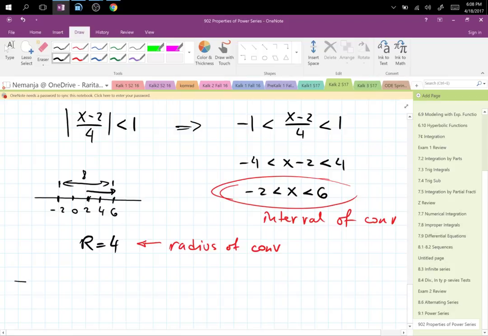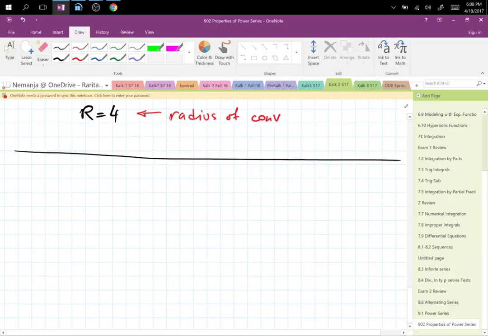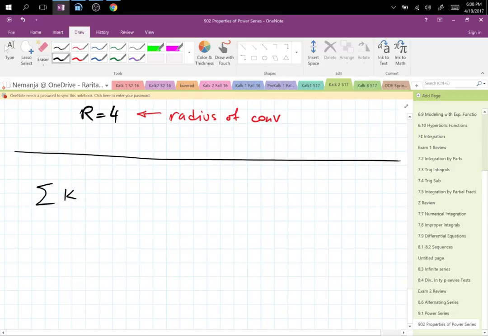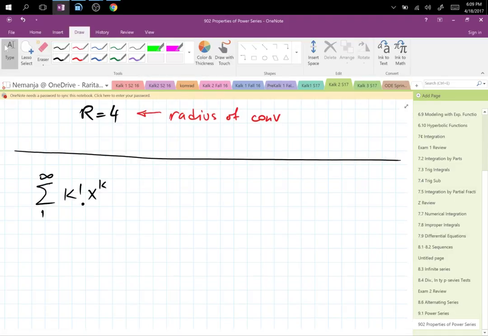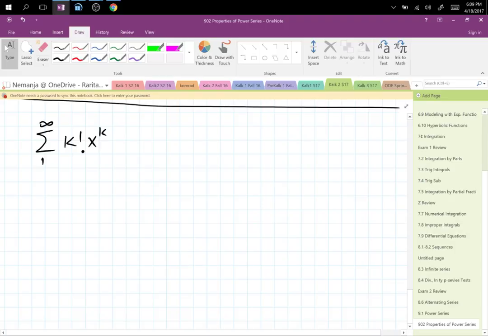One more example. Summation of k factorial times x to the k from 1 to infinity. Maybe I should leave you to enjoy this one for a bit. So try this one on your own.